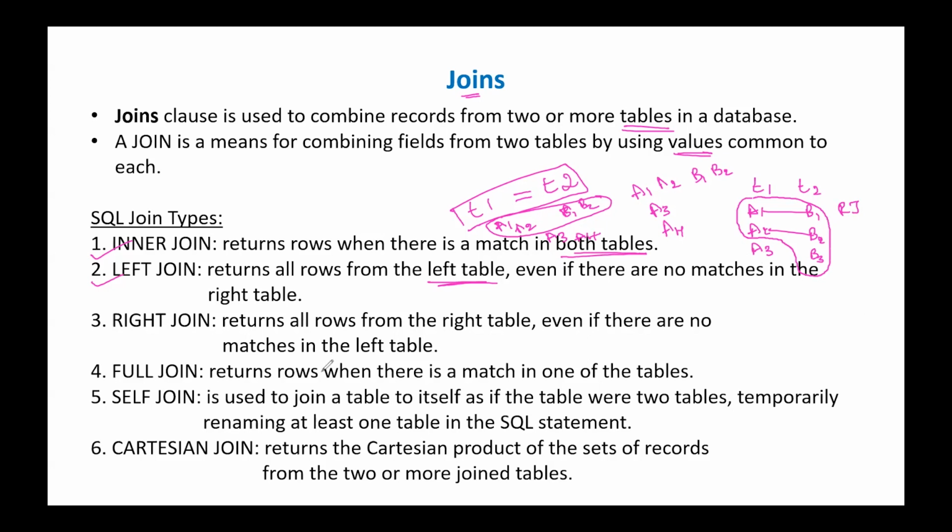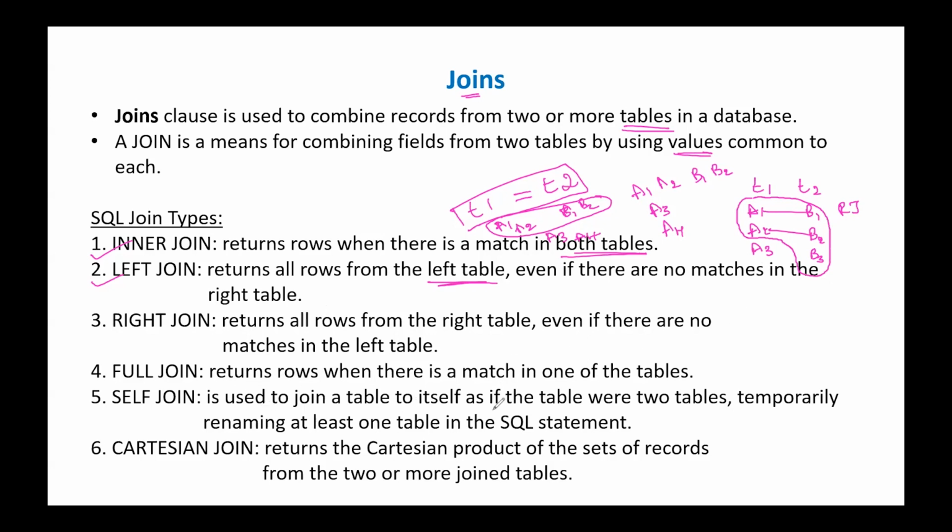Next we have the full join. Full join returns the rows when there is a match in one of the tables. Whenever there are tuples matching in one of the tables, we are going to return the rows whichever are matching. That is called your full join.